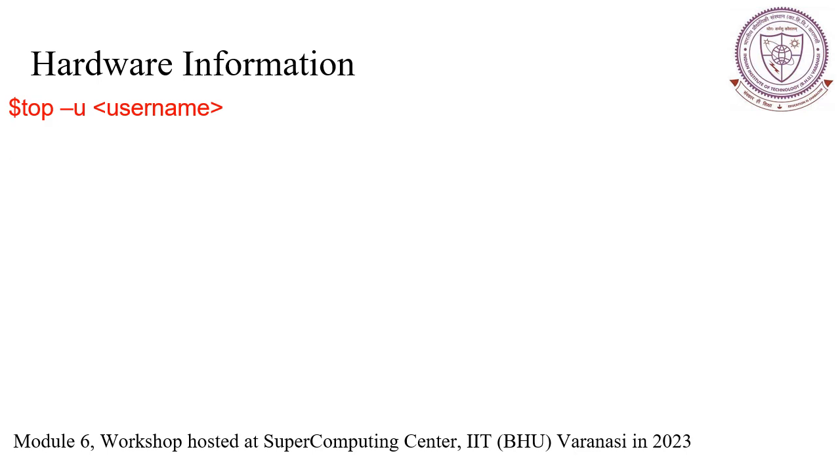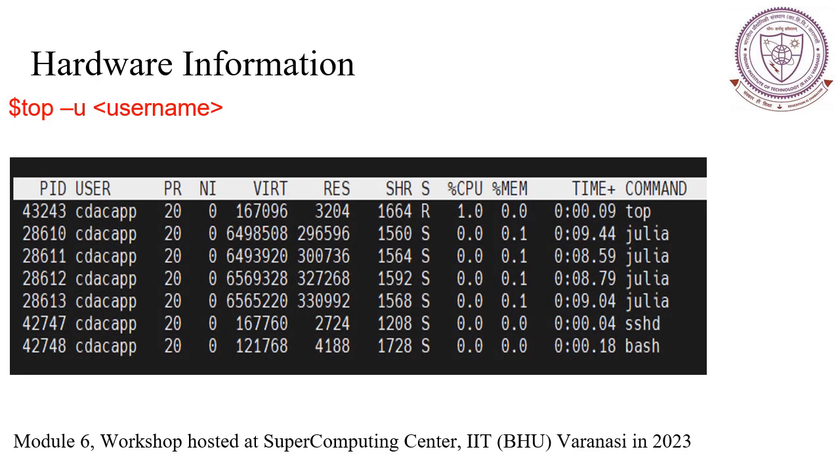Now, what if I want the information about my running processes? For that, I can use a command called top -u and your username. If you type this command, you can check what you are running, basically what commands you are running and how much CPU and memory is being utilized by this command.